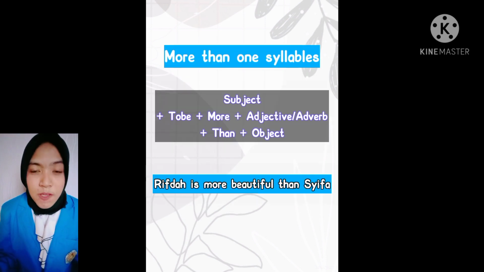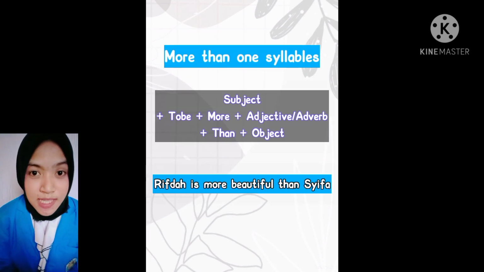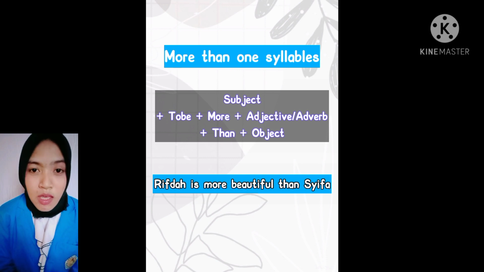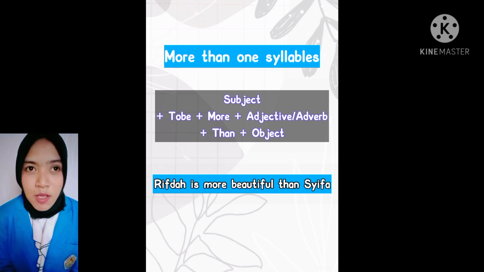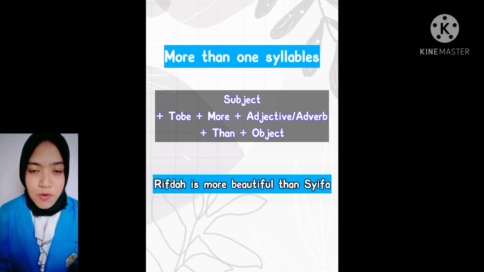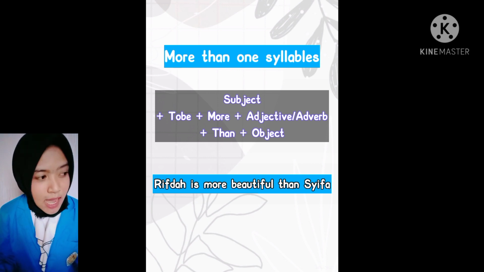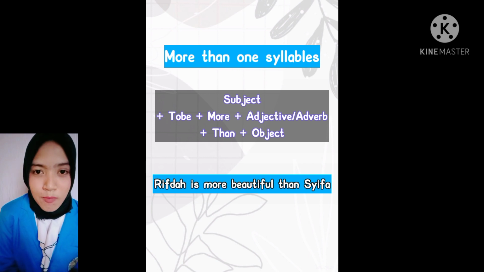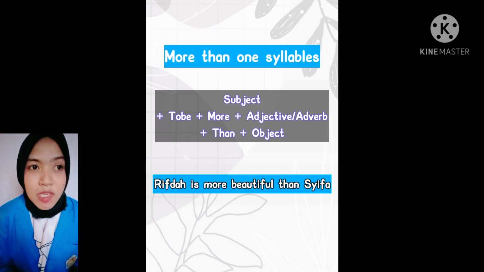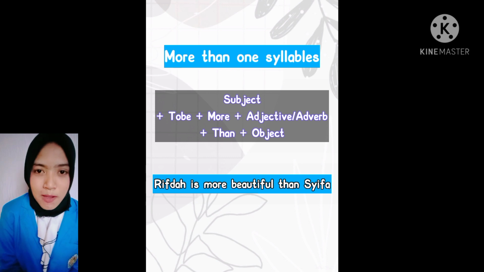Okay, if there are more than one syllable, like beautiful, there are 3 syllables, we will use more. Okay, for example, Rifda is more beautiful than Shipa. For example, Rifda lebih cantik daripada Shipa.